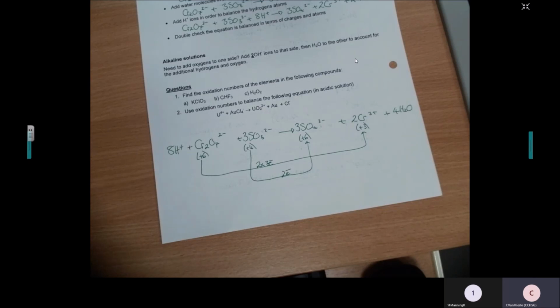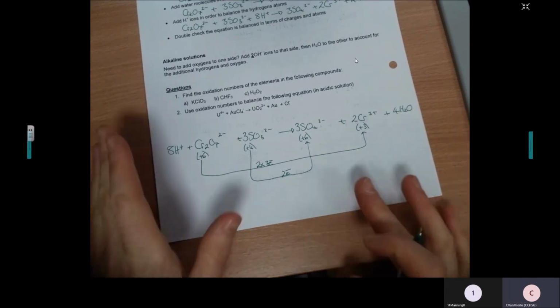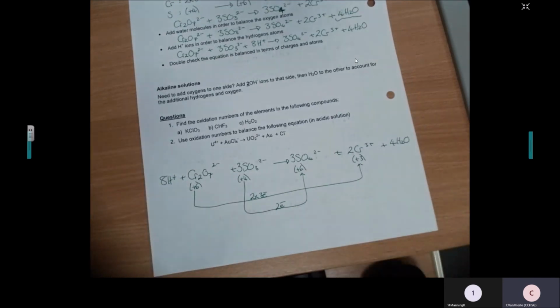All right, does that make sense? There's no no, so I'll take that as a resounding yes then, or at least maybe. Okay, so what I would like you to do next is just have a quick go at questions 1 and 2.